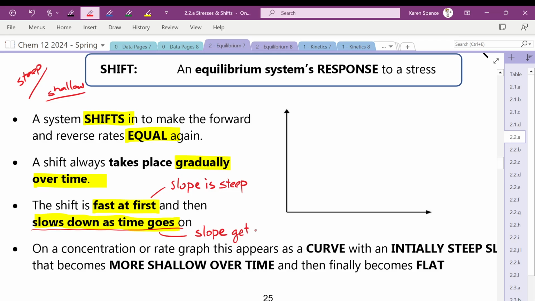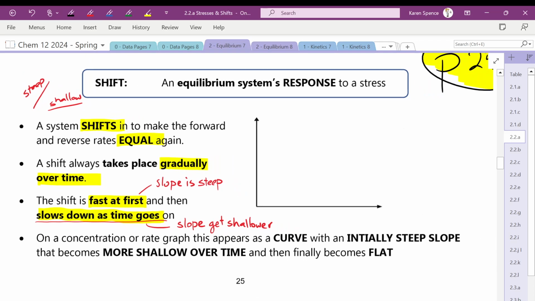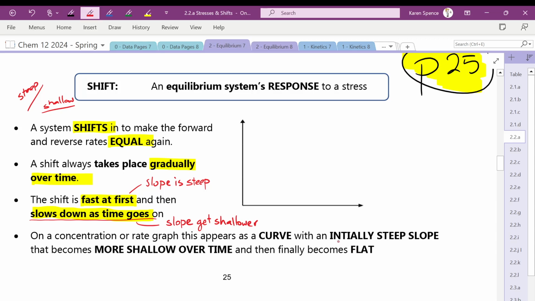Slope gets shallower. And on a concentration graph, this appears as a curve with an initial steep slope and becomes more shallow over time. So if this is a concentration graph, let me just make sure I correlate this correctly with the answer key.